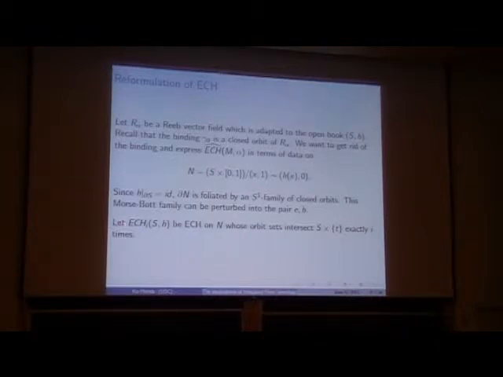Now, this portion might be slightly technical for those of you who are not used to this. Let ECH sub I be the ECH chain complex on N, consisting of orbit sets which intersect a page exactly I times. If you have a page, you can have things which intersect as many times as you'd like, but let's suppose you're just collecting things which intersect exactly I times.